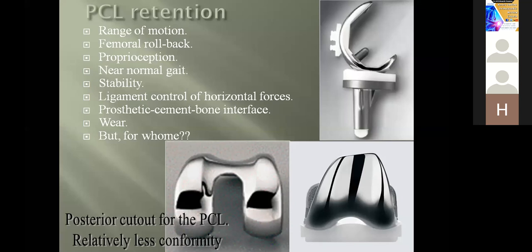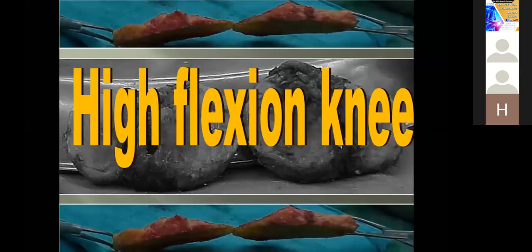We have to think that the posterior cutout for the PCL is relatively less conforming, and if you could not balance the tension in the PCL, it's better to shift to the PCL substituting designs. And as I said before, because most of our patients come at a late stage with severe flexion deformity, severe varus deformity, and deficient range of motion, maintaining a good tension after recession or releasing the PCL is a matter of great debate. That's why most of our practice in the Middle East area and in Egypt is going towards the PCL substituting designs.